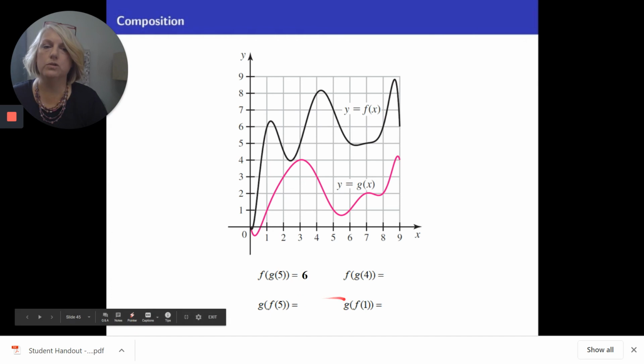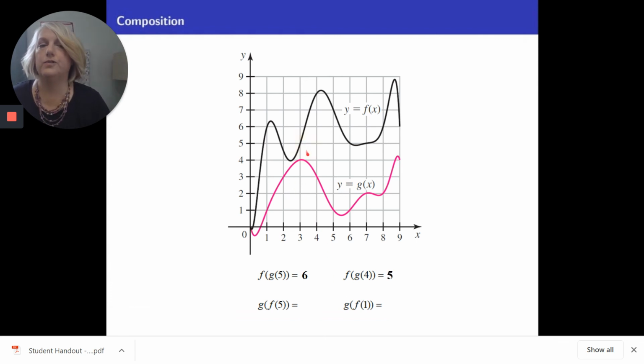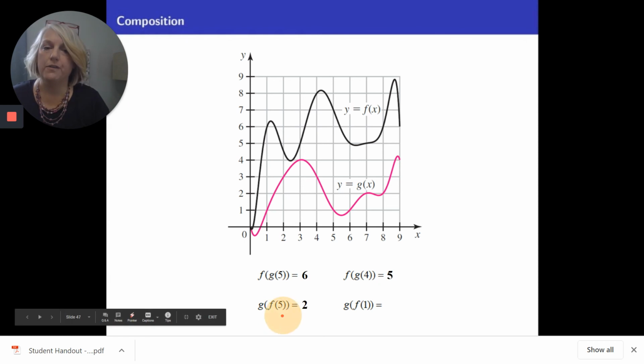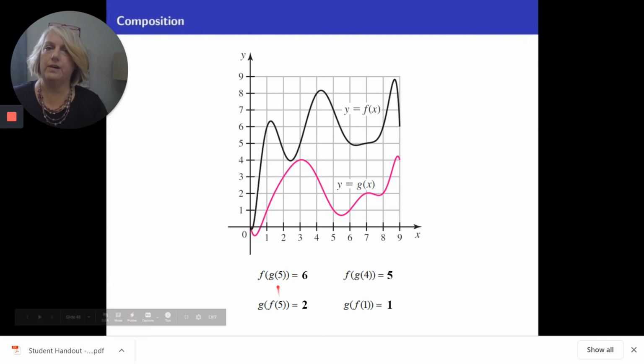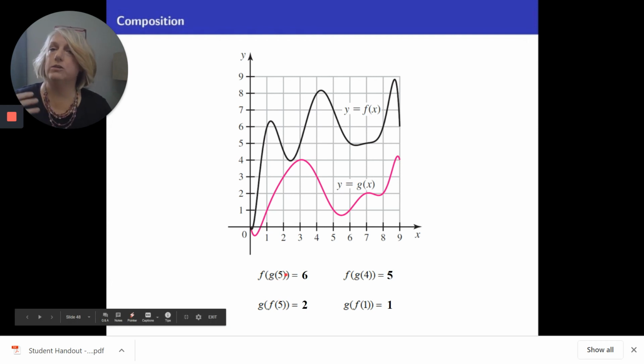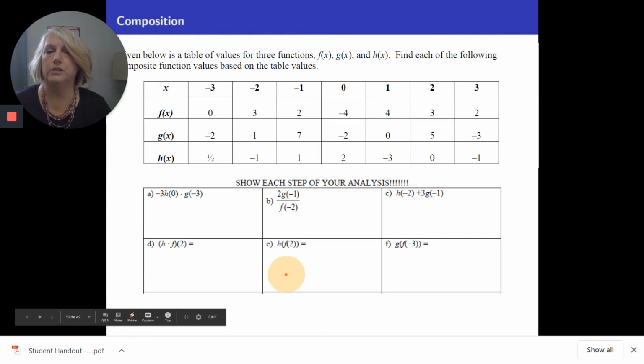So you could go through each of these. I'm going to leave that for you to look at. I do have a slide that, if you want to pause it and calculate these 3 real quick. But the answers for that: f of g of 4, g of 4 is 3, so I'm really doing f of 3, and f of 3 is 5. And then g of f of 5 ends up being 2, and g of f of 1 equals 1. So you can go ahead and verify that for yourself, that you understand how to graphically compute the composition.